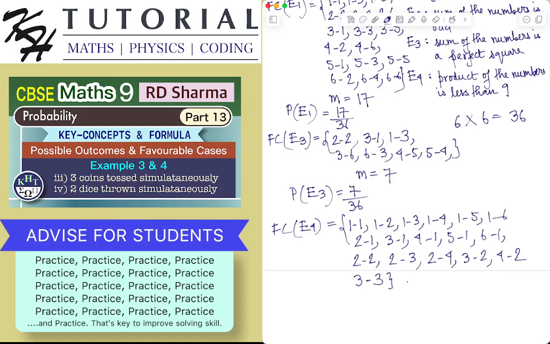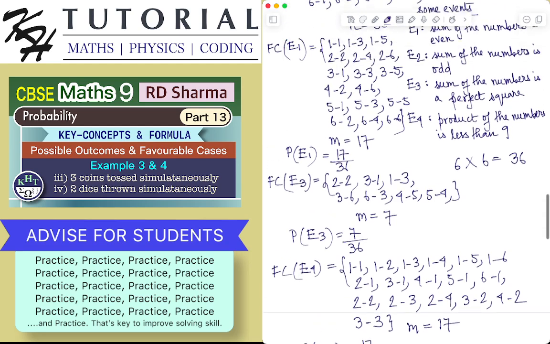So what is m? What is the number of favorable cases to the event E4? We have 1, 2, 3, 4, 5, 6, 7, 8, 9, 10, 11, 12, 13, 14, 15, 16, 17. So 17. So the probability of the event E4 will be 17 by 36.